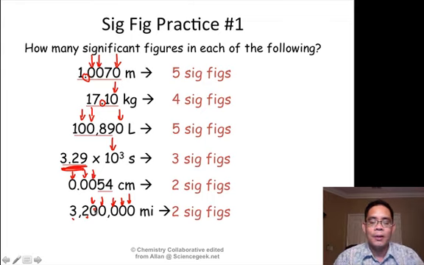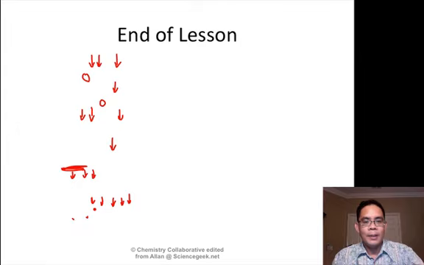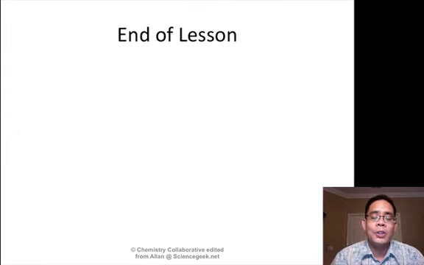So hopefully you got that correct. That's the end of this lesson for now, and we will talk about the rules for multiplication and addition next. If you have any questions, please feel free to come and see me during lunch or after school.